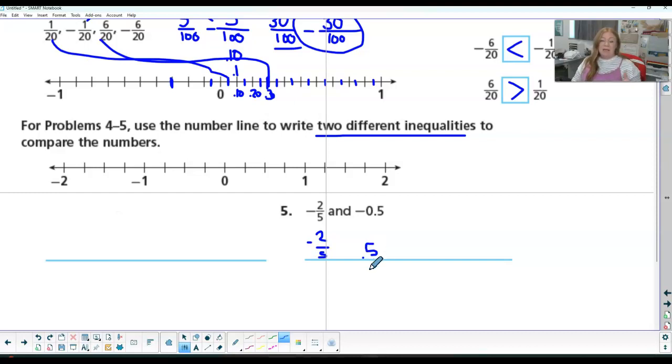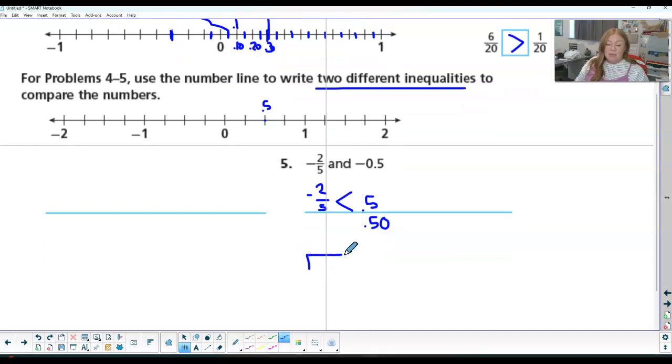0.5. I know if I'm talking about money, I can add the 0 and it's really 50 cents. 50 cents is half of $1. So here is 0.5. It's halfway to the dollar. Now this one is negative. So it actually doesn't matter where it's going to go over here. It's going to be farther to the left. I know that this is going to be smaller.